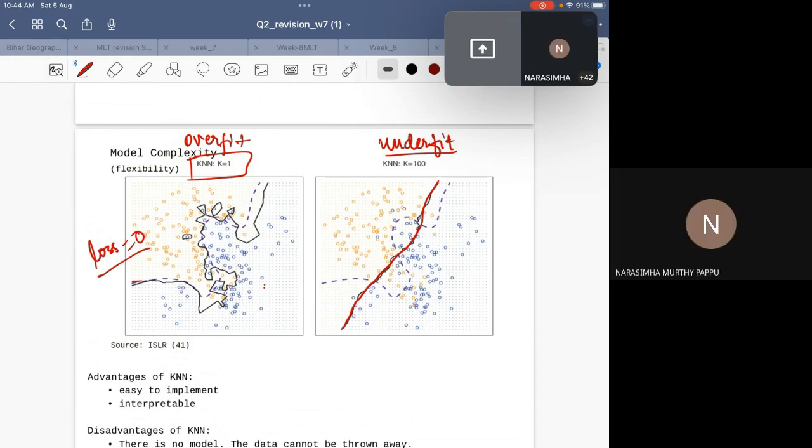Yes. So that's why it's not a good idea to take k very large, and also not a good idea to take k very small. That's why we go for some optimum value.